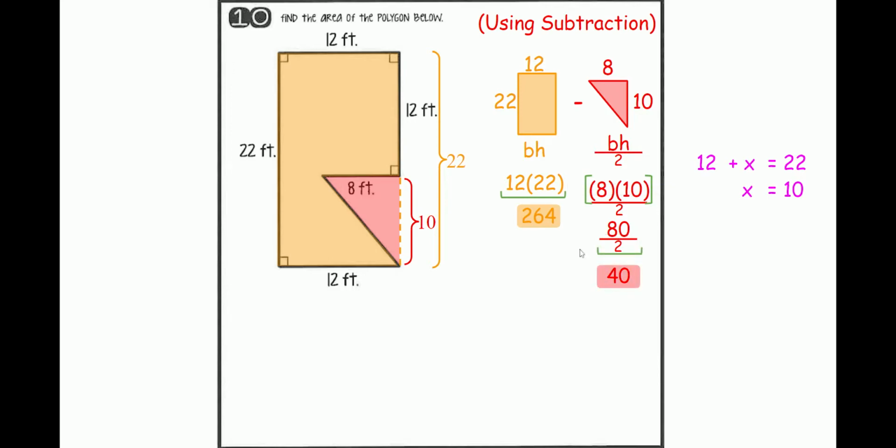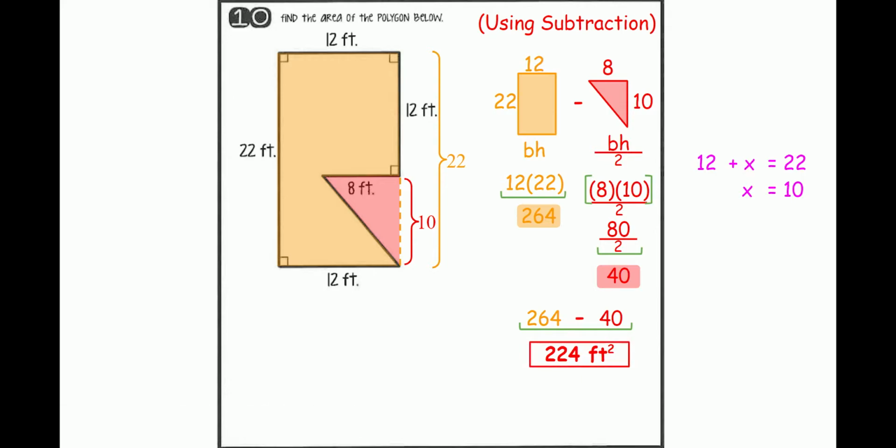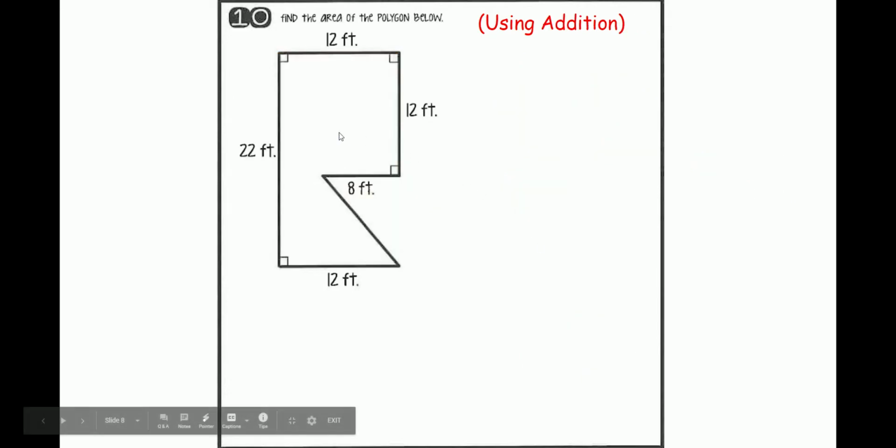So there we have it. The area of this rectangle is 264. We need to subtract 40 from it, and we get an answer of 224 feet squared, which is our final answer. So you could have used addition to find this as well.